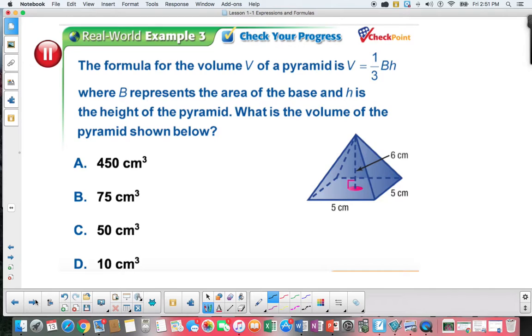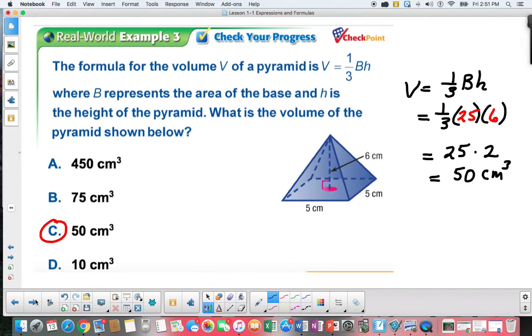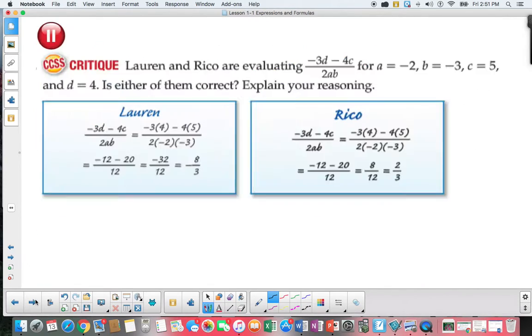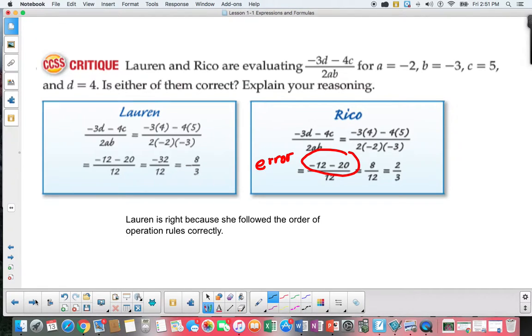Okay, go ahead and pause. And here's the answer. Last problem, you need to pause and figure out where the error is. And the error is in Rico's approach. Lauren is right because she followed the order of operations. Rico, -12 minus 20 does not equal +8.